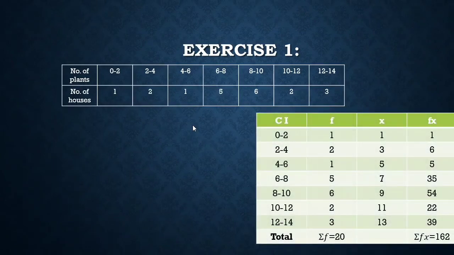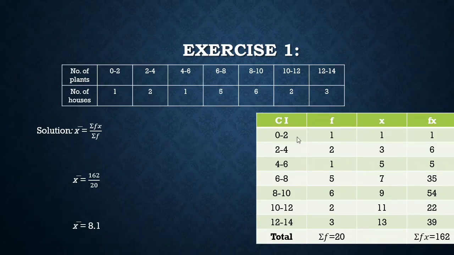So we have our frequency distribution table, class intervals 0 to 2, 2 to 4, 4 to 6, 6 to 8, and so on up to 12 to 14. And the column f, or the frequency column, gives us the corresponding frequencies 1, 2, 1, 5, 6, 2, 3. So summation of f is 1 plus 2, 3, 3 plus 1, 4, 4 plus 5, 9, 9 plus 6, 15, 15 plus 2, 17, 17 plus 3, 20. Summation f is 20.